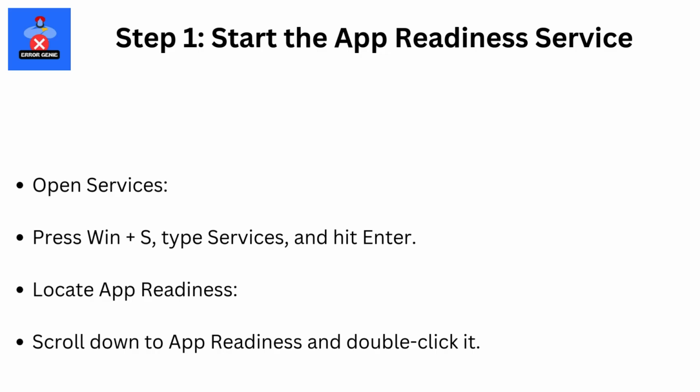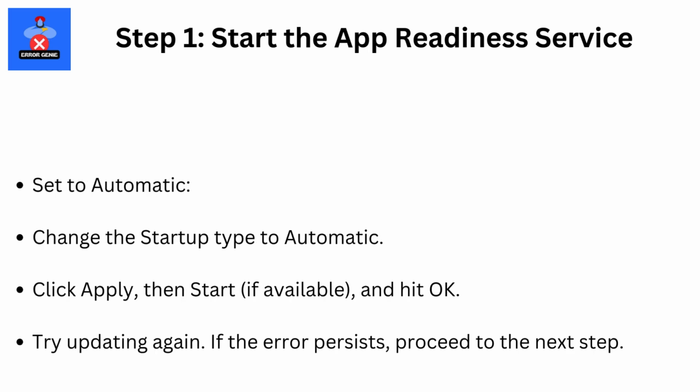Step 1. Start the App Readiness Service. Open Services. Press Win+S, type Services, and hit Enter. Locate App Readiness. Scroll down to App Readiness and double-click it. Set to Automatic. Change the startup type to Automatic. Click Apply, then Start if available, and hit OK. Try updating again. If the error persists, proceed to the next step.